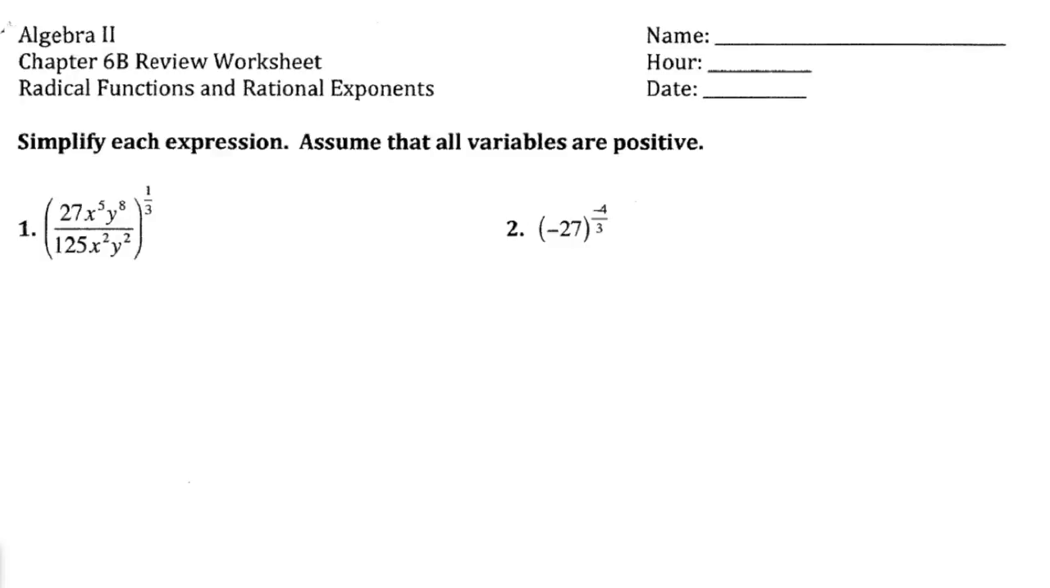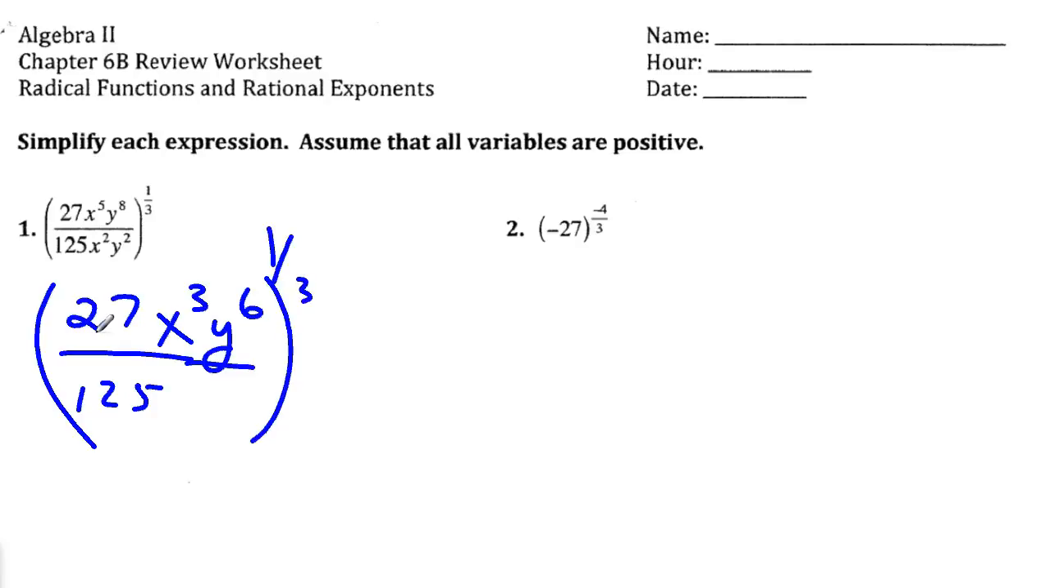All right, number one on the review for the second half of Chapter 6 test. I would simplify the inside first. There are more x's on top by 3. 5 minus 2 is 3. There are more y's on top by 6. 8 minus 2 is 6.